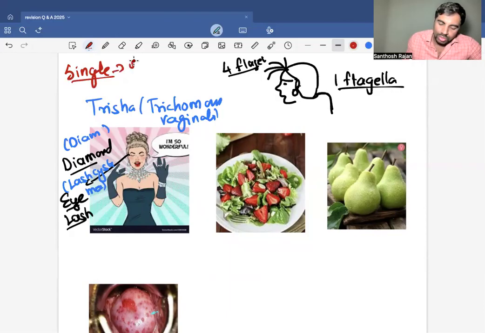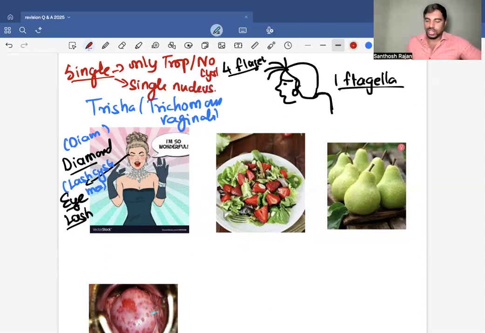Why? There is only a trophozoite stage, no cyst stage. Only trophozoite, no cyst stage. That you must know. And it has only a single nucleus, whereas your Giardia has 2 nuclei. Here you have only a single nucleus. Okay, that's another important point.